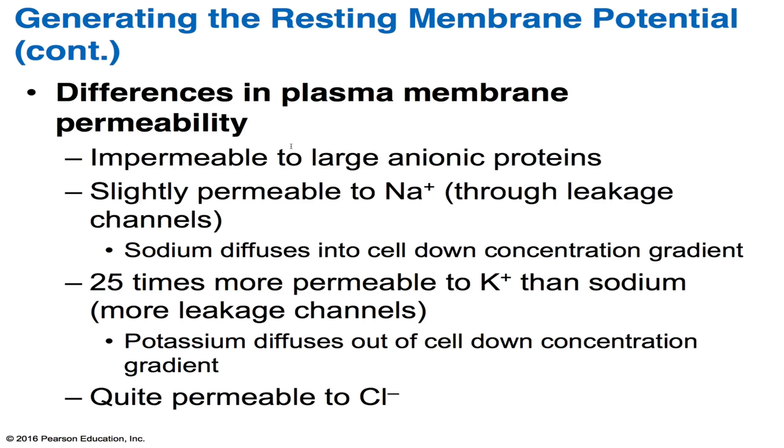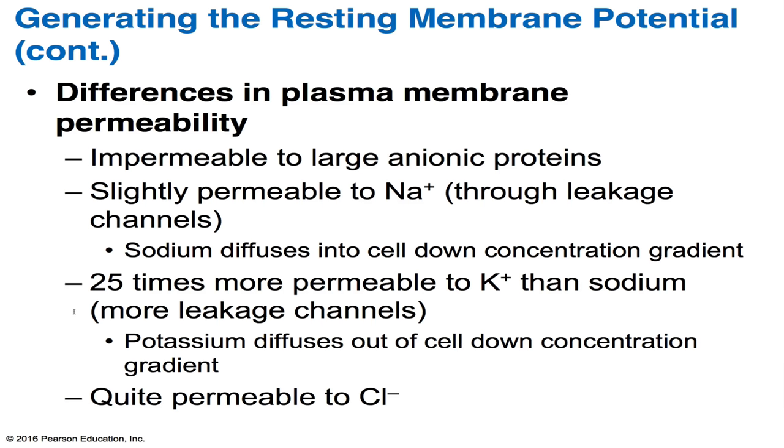Now let's take a look at the differential permeability of the membrane to various ions. At rest, the membrane is impermeable to the large anionic cytoplasmic proteins. It's very slightly permeable to sodium, which passes through the leakage channels, and sodium will diffuse into the cell down its concentration gradient. And it's about 100 times more permeable to potassium than it is to sodium, because there are a lot more leakage channels. Now, potassium diffuses out of the cell down its concentration gradient, and it's quite freely permeable to chloride ions as well.